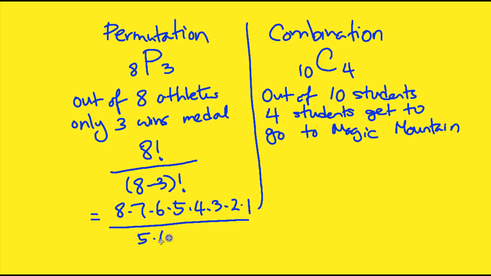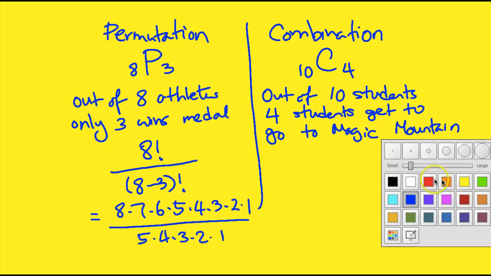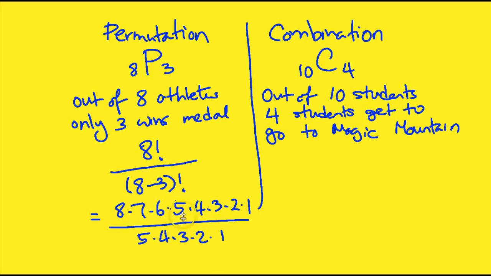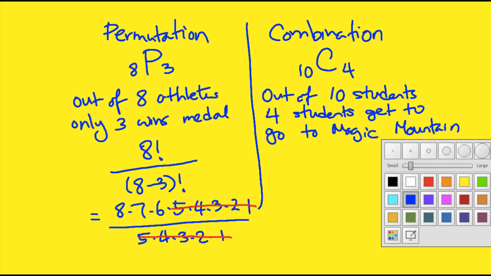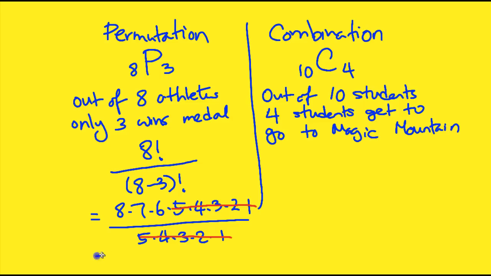So you go 5 times 4 times 3 times 2 times 1, and then we know that we can cancel 5, 4, 3, 2, 1 because they're the same. So your answer will be 8 times 7 times 6, which is 56 times 6, 336. Okay, and then over here, out of 10 students, 4 students.